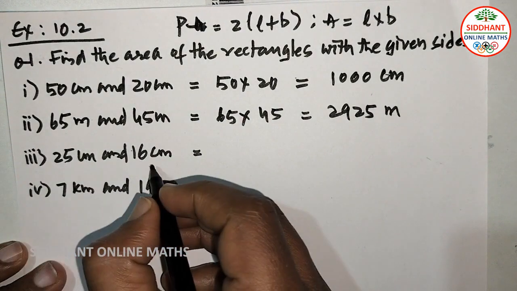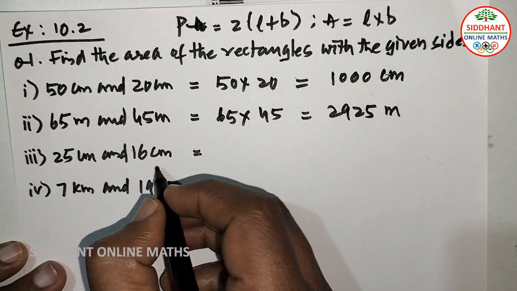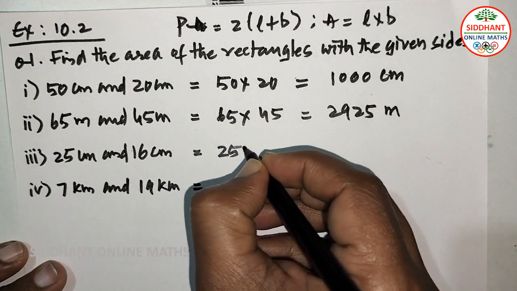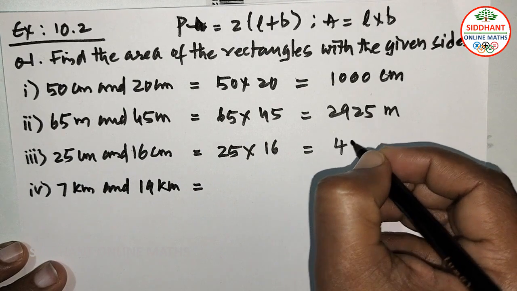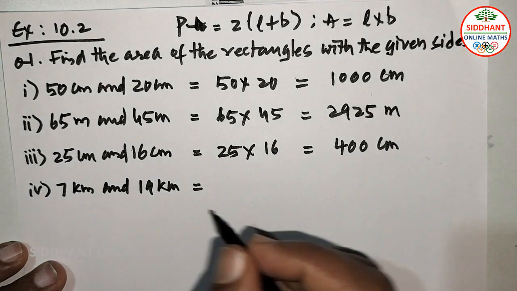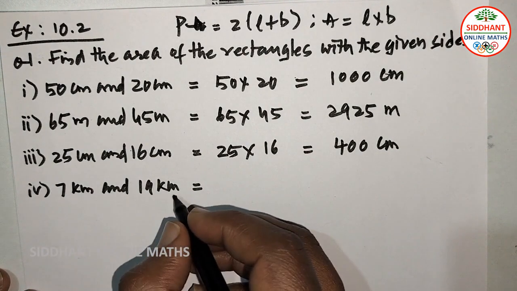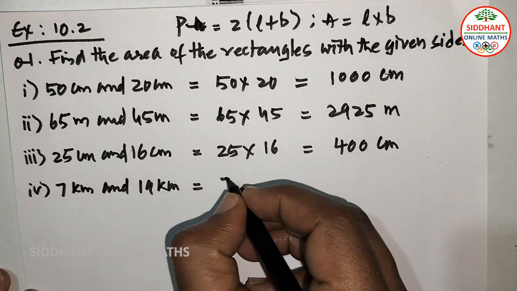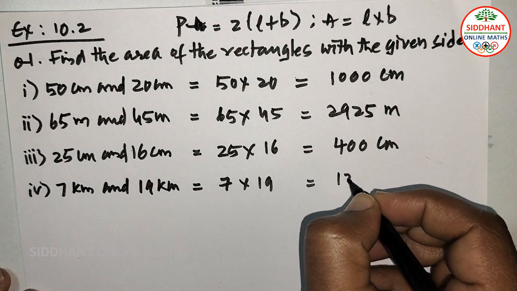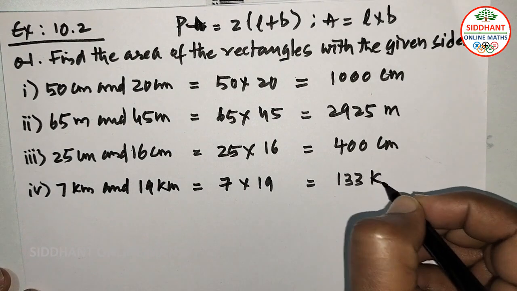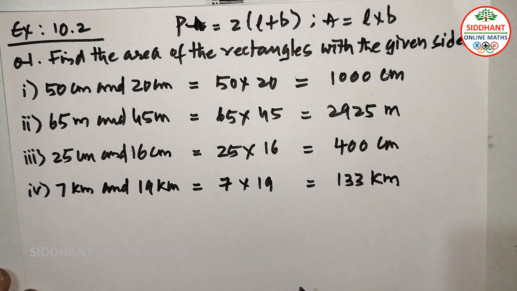Third one 25 centimeters and 16 centimeters, that means 25 into 16. So that will be here 400 centimeters. Next fourth one 7 kilometers and 19 kilometers, that means 7 into 19. So that will be 133 kilometers.